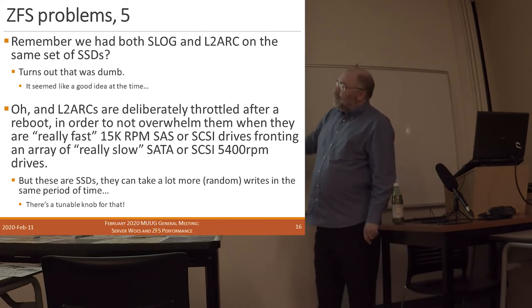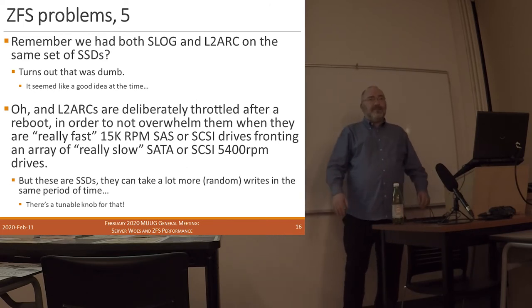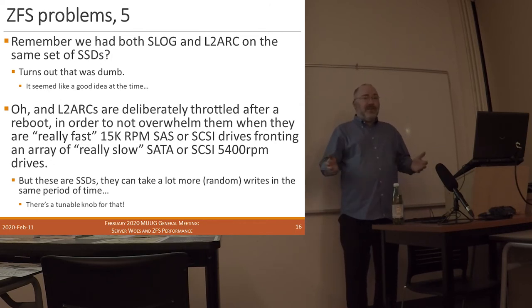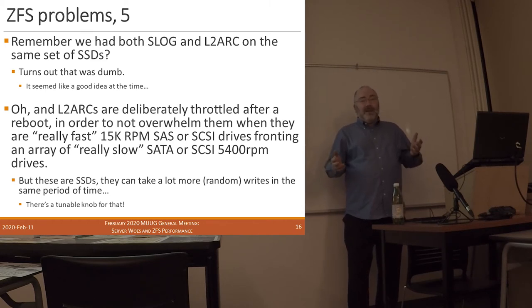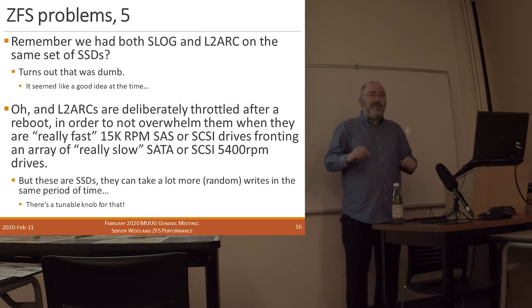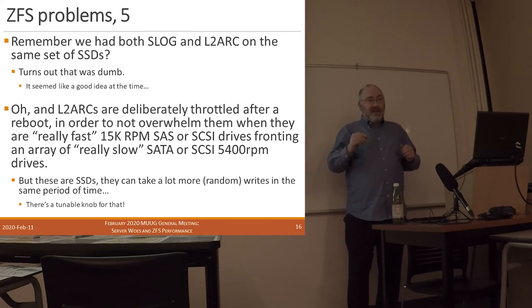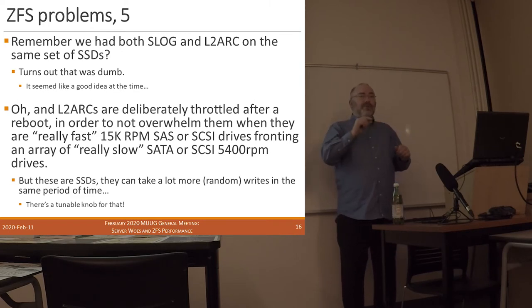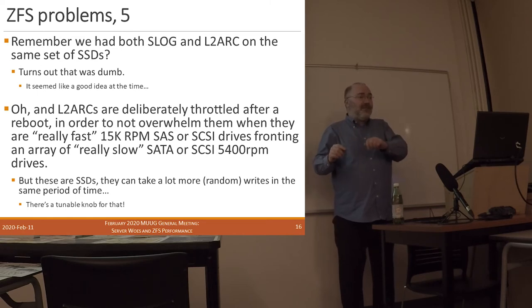And then the L2ARC. This turns out to be a ZFS peculiarity that's a holdover from the days when ZFS was exclusively about spinning metal, spinning rust. You would have, say, a couple of 15K SAS drives, or SCSI, being the front end, the fast cache, for your slow 5400 RPM data drives. So ZFS actually has code and default settings built into it so as to not overwhelm those really fast cache drives right after you reboot.